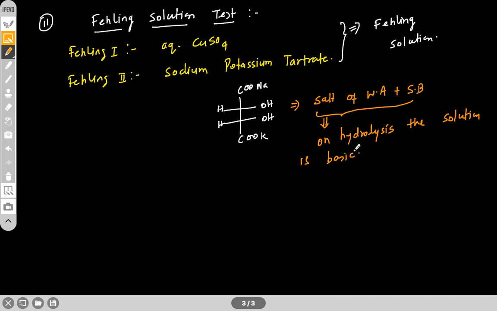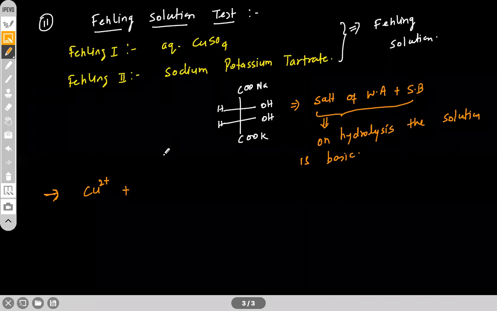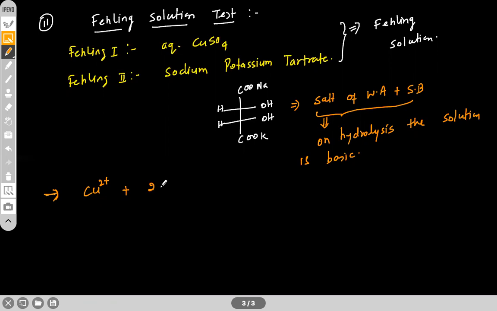So now, what happens here? We have a basic solution, and we have Cu2+ present over here. So with Cu2+ in the basic medium, we have 2OH minus, and it forms Cu(OH)2, which on heating converts into CuO plus H2O. Now this CuO is the oxidizing agent we have.